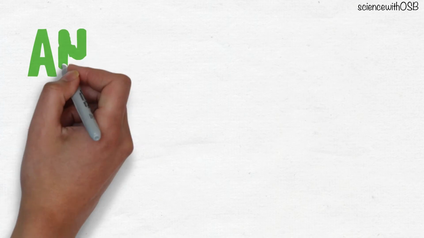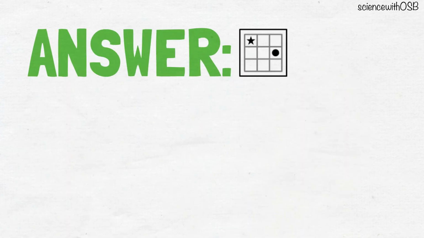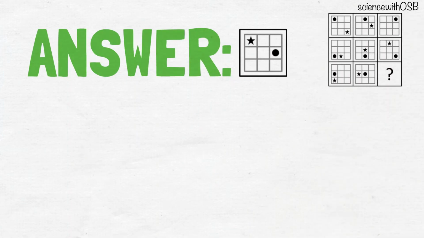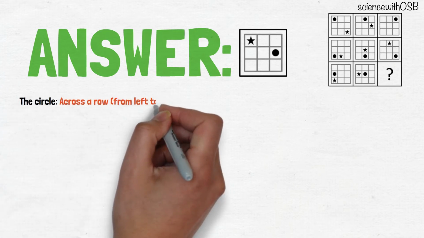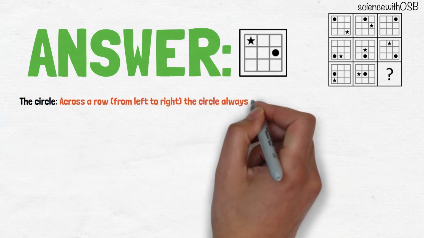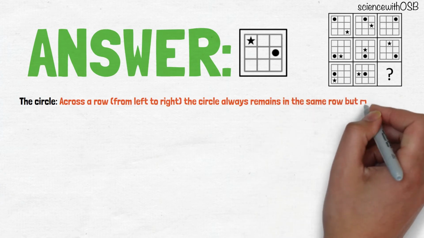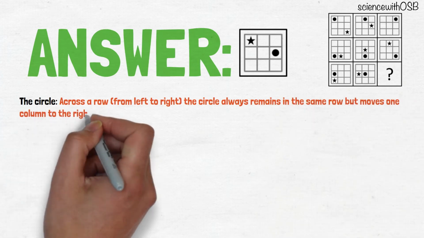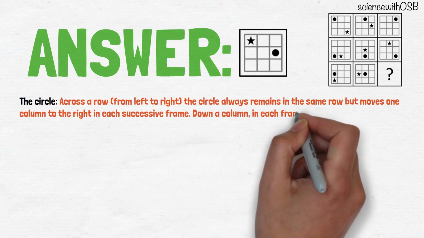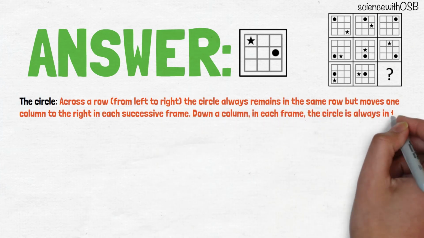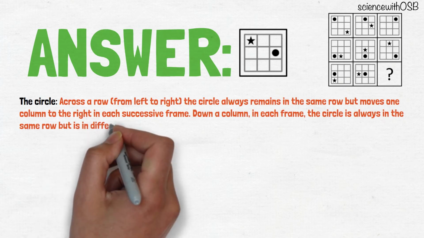Here, the correct answer is option 5. In this matrix, there are 2 rules. 1. The circle, which is across a row from left to right, the circle always remains in the same row but moves one column to the right in each successive frame. Down a column in each frame, the circle is always in the same row but is in different columns.